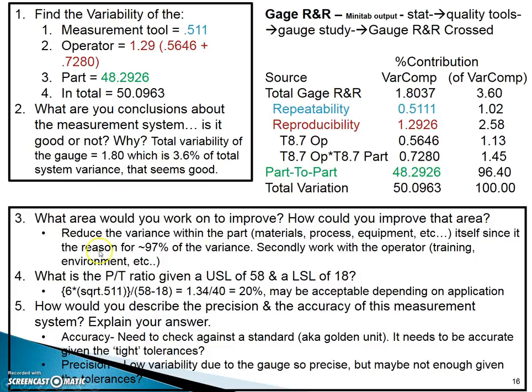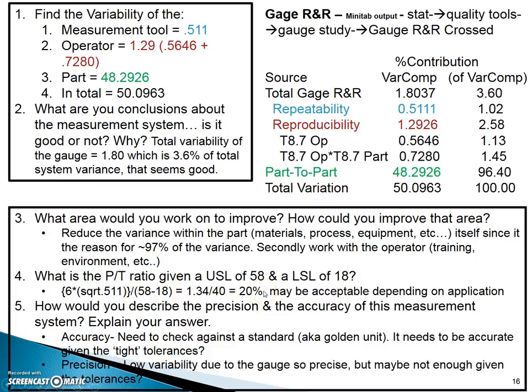All right. Question number 4, what is the precision tolerance ratio given a user specification limit of 58 and 18? Upper of 58, lower of 18. Remember, the precision tolerance ratio is 6 times the square root of the variance due to the tool, which is 0.51, divided by the user specification limit, so that's 20%.